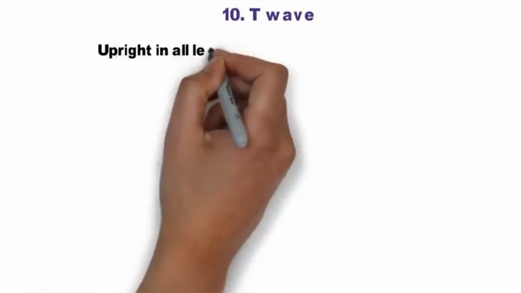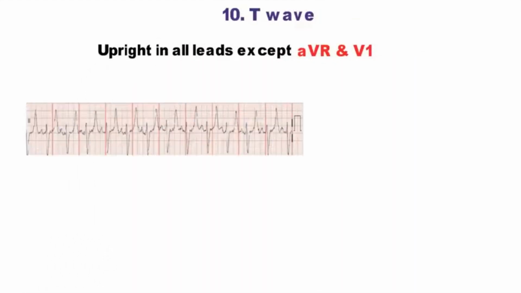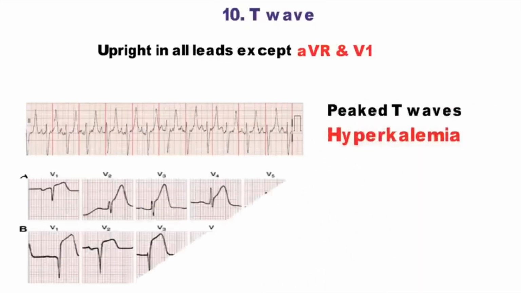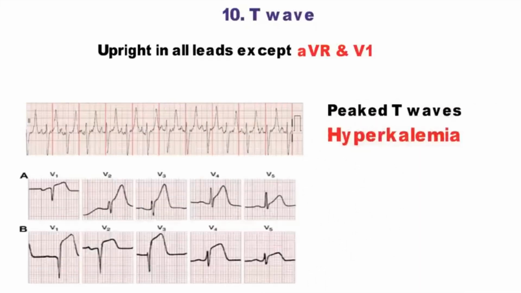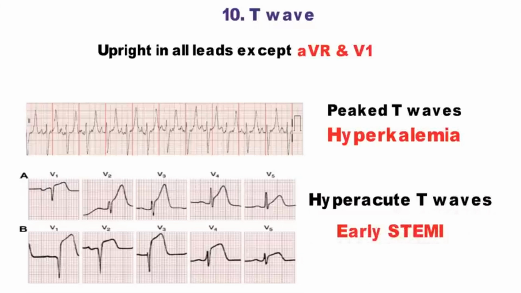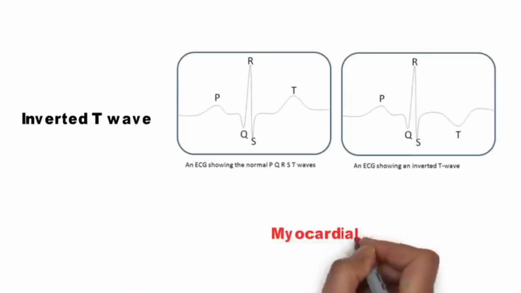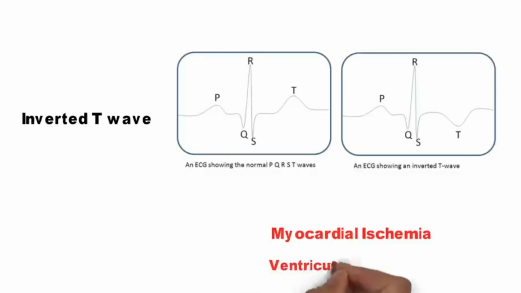Coming on to the last step, that is T wave. It is upright in all leads except aVR and V1. Tall, narrow, symmetrically peaked T waves are commonly seen in hyperkalemia. Broad, asymmetric, peaked or hyperacute T waves are seen in early stages of STEMI or ST elevation MI. Inverted T waves are seen in myocardial ischemia or infarction, or can be in ventricular hypertrophy.